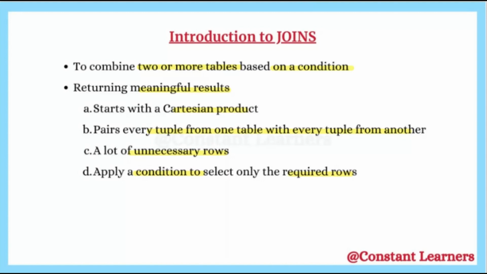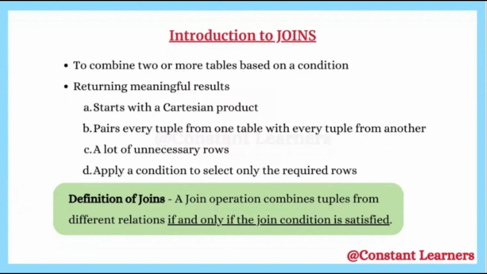But in case of Cartesian product that we studied earlier, all the tuples from one table are associated with all the tuples from another table. That is not what happens in join. A join operation combines tuples from different relations if and only if the join condition is satisfied.